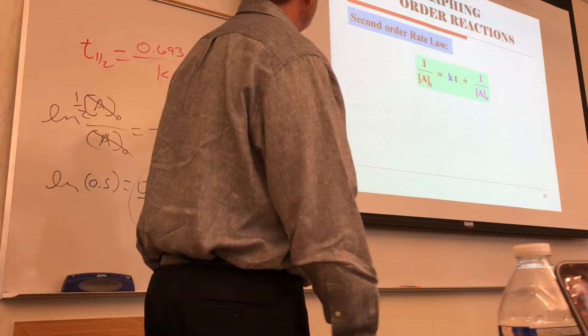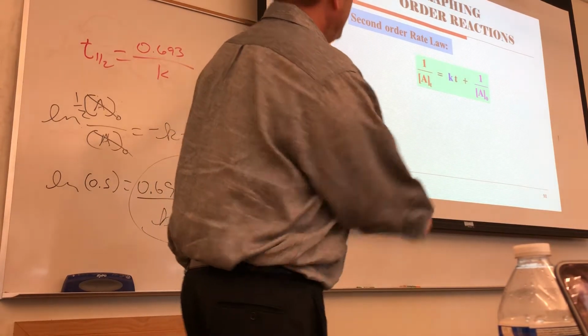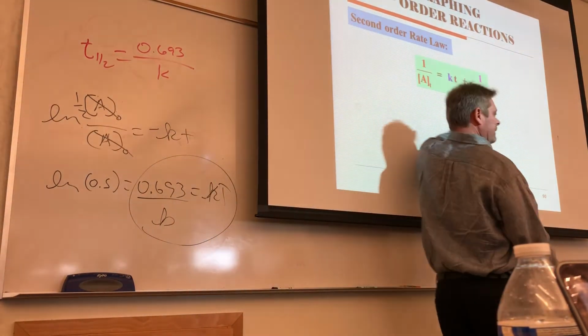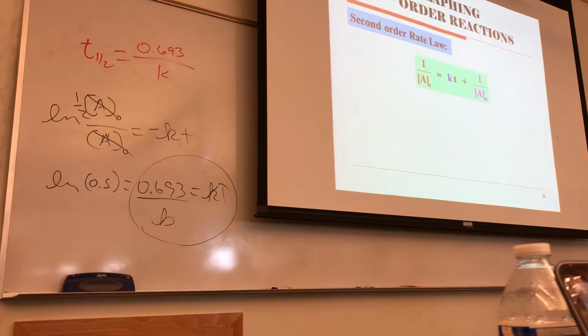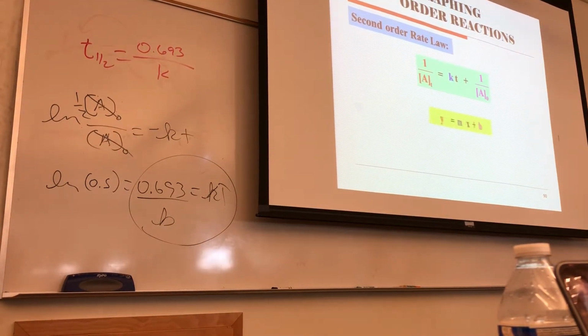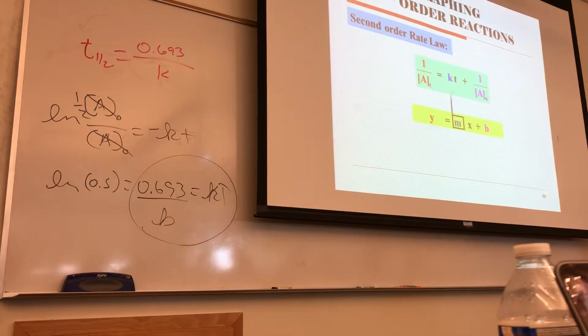Now let's get into the graphing. So I'm taking this here. This is the same as the integrated rate law for the second order. And I'm going to correlate this to y equals mx plus b again. There's my y, there's my m, my x, and my b.